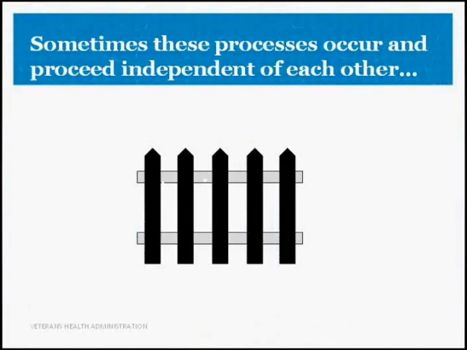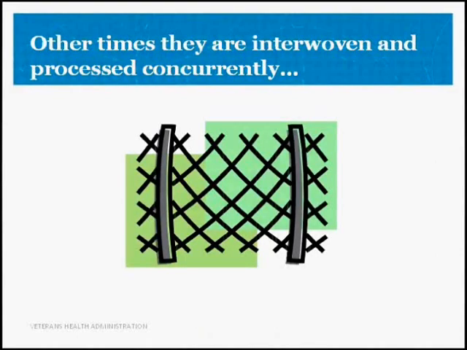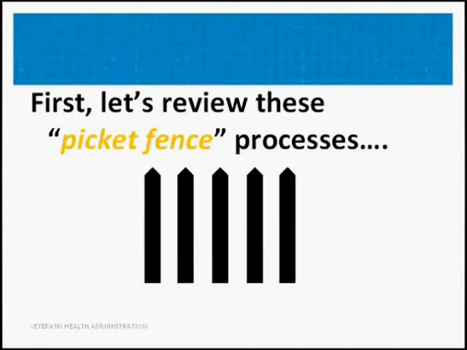Sometimes these processes occur independently of each other, kind of like the pickets in a fence that hold up our fence. Each individual picket is very important to the process and to holding that fence up. Other times these processes become interwoven and they occur concurrently, and that's where we have a meshed fence. We're going to talk about individual pickets and then also how they might overlap and intervene and become our meshed chain link fence. But first, let's go through the individual pickets, because we want to have a clear understanding of what the individual pickets are, and then we'll talk about how they merge together.